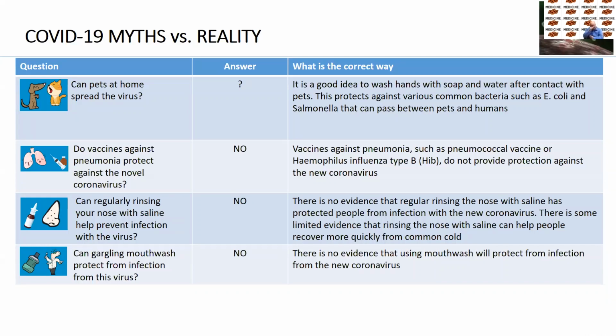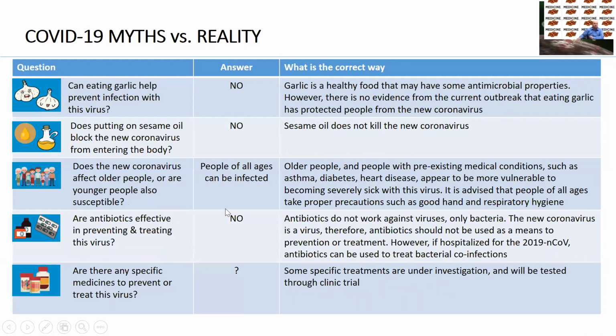Do vaccines against pneumonia protect against the novel virus? No, there's no vaccines at this time that would offer protection. Can regularly rinsing your nose with saline help prevent infection with the virus? The answer is no. Saline rinses aren't going to be effective at this time. Can gargling mouthwash protect from infection from the virus? And the answer is no at this time as well.